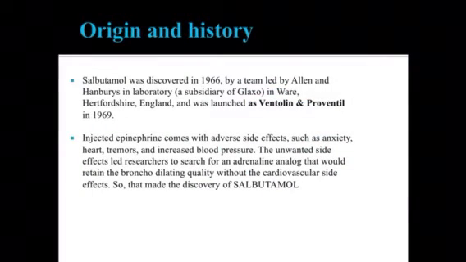Salbutamol was discovered in 1966, but it was launched as Ventolin and Proventil in 1969 officially. In the past, injected epinephrine was used for the treatment of asthma, but it comes with adverse side effects. To avoid these side effects, the researchers had to search for an adrenaline analogue that would retain the bronchodilating quality without the cardiovascular side effects. So that led to the discovery of salbutamol.